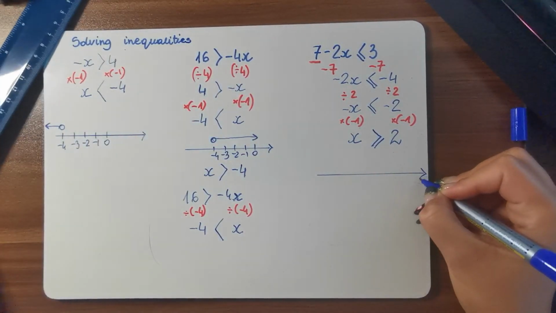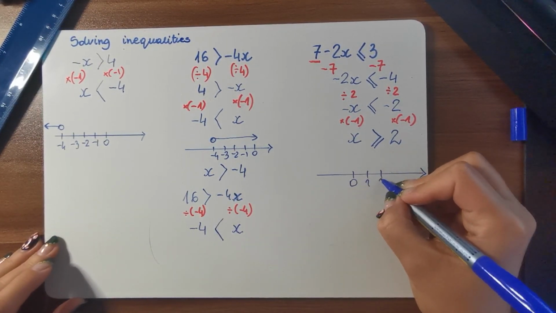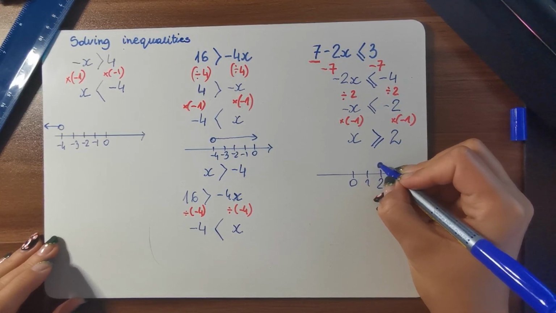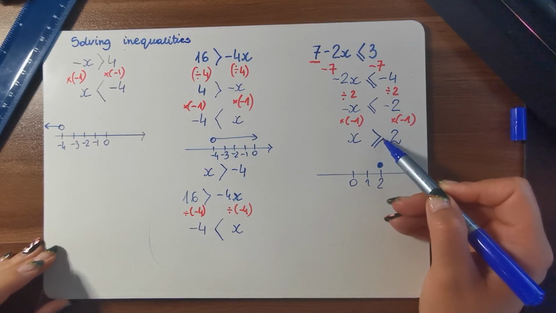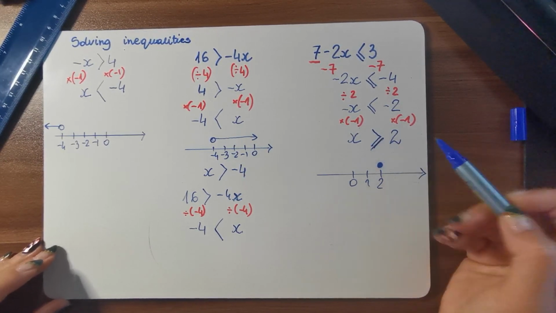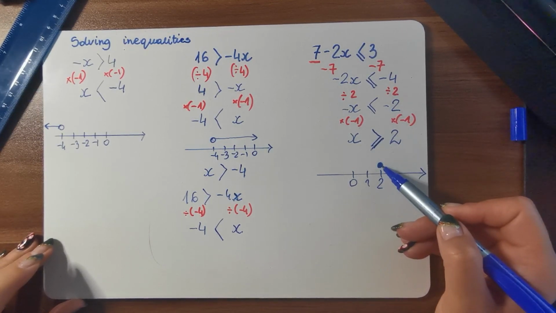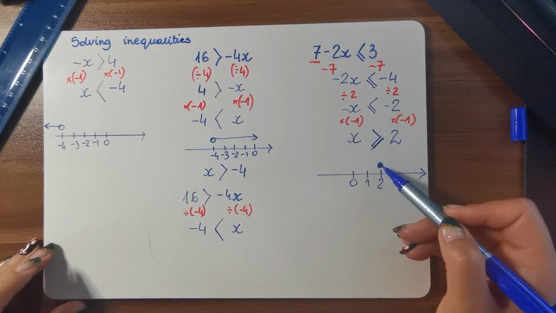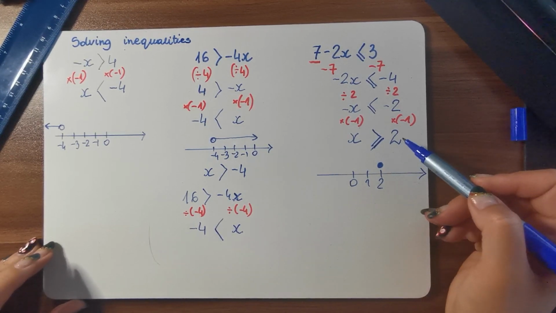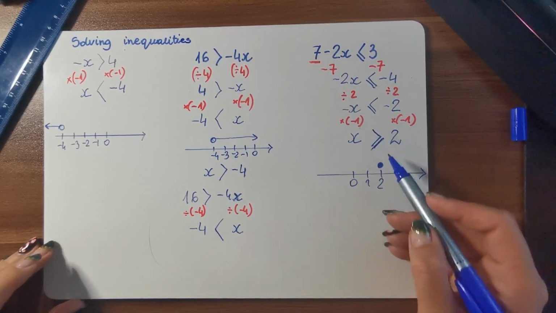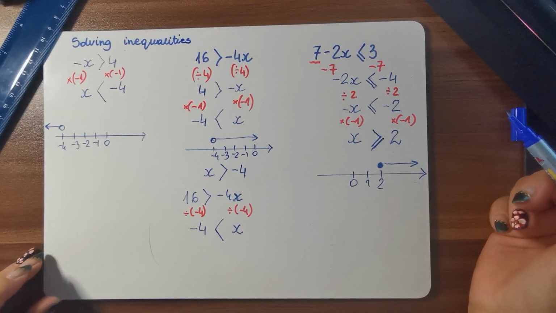Solution on the number line, we will get 0, 1, and 2. We need to draw a full dot because we have the sign equal to. So our x might be equal to 2. This full dot means that x can be equal to 2, so we include 2 also in our solution, and larger than, so we are drawing an arrow to the right side.